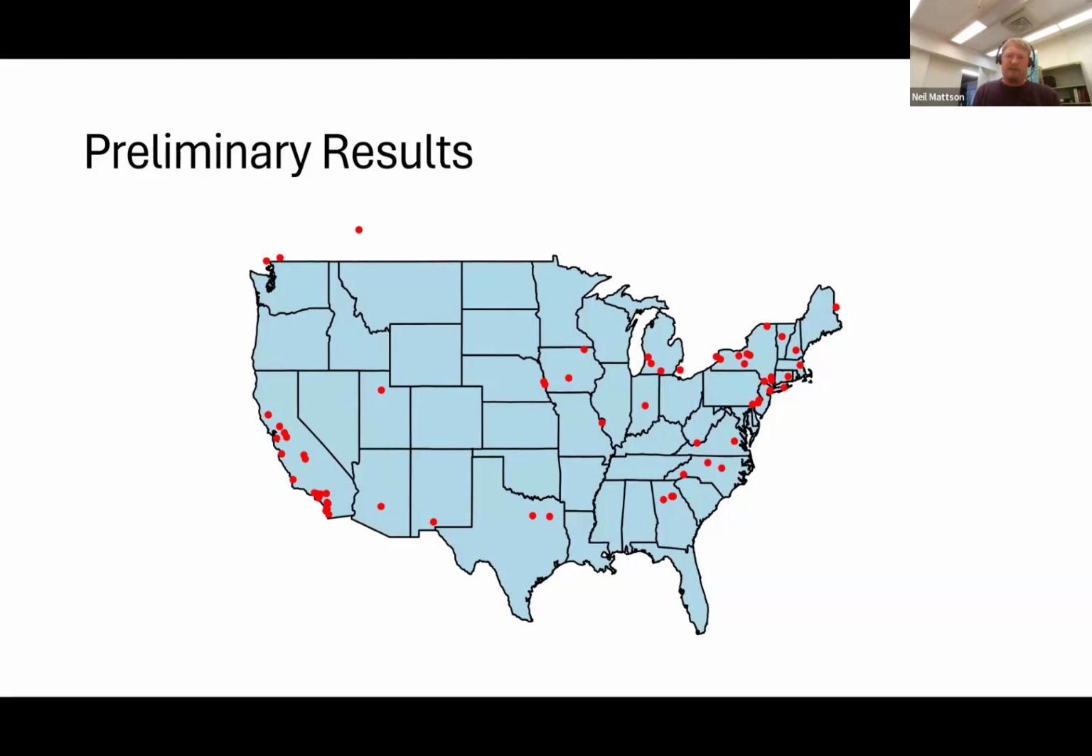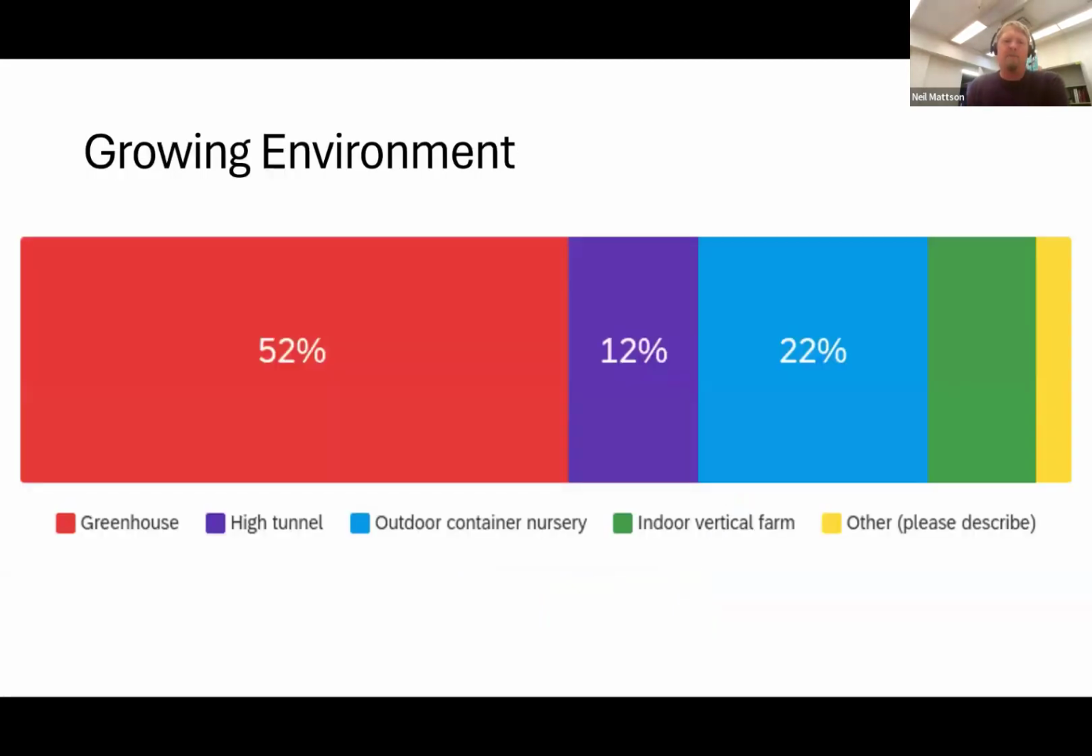And it's a pretty good representation of some of the major horticultural areas, especially California, the upper Midwest, and the Northeast. And then I'll start first with some of the demographic questions that we asked folks. So we asked what growing environments they use. And that was primarily in the greenhouse, 52%, 12% in the high tunnel, 22% in outdoor container nurseries, and then indoor vertical farms and other.